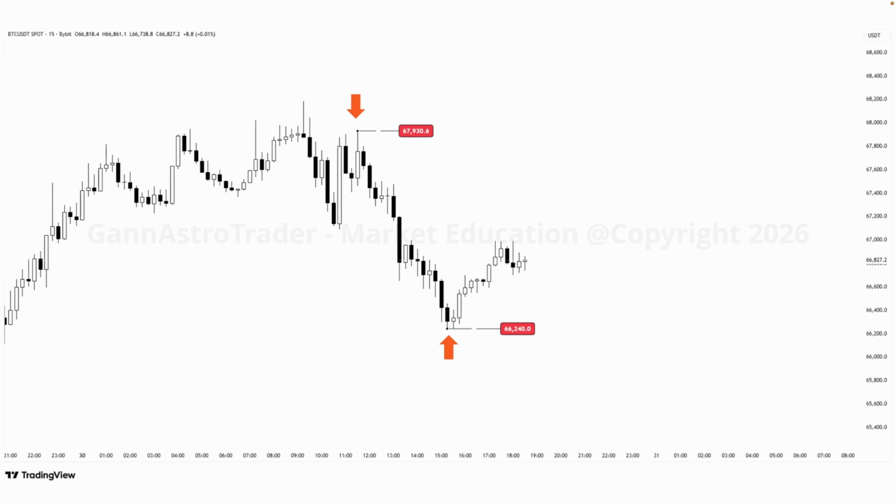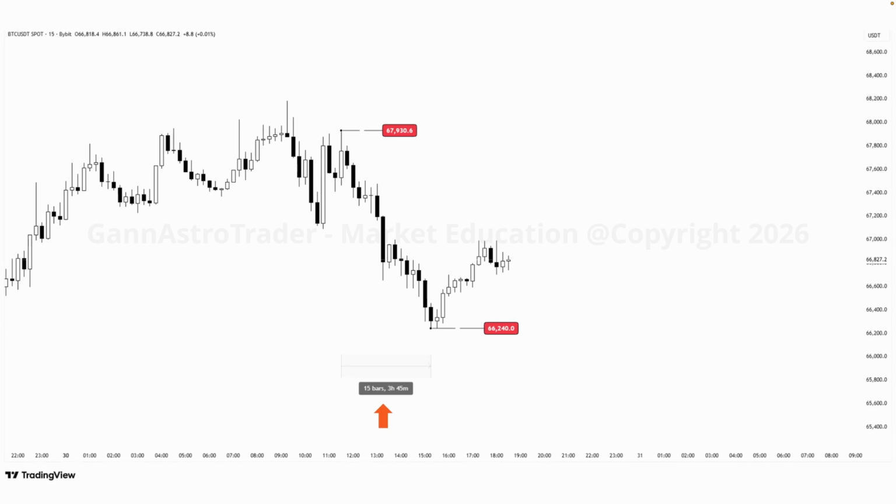In this example of Bitcoin, we begin by identifying a clear movement between the high and the low. This gives us a measurable range, which represents the total price change within a defined period. But instead of treating this as distance alone, we relate it to the time taken for that movement. This movement unfolds over 15 bars. By combining price and time, we move from simple observation into a structured relationship. Now, the movement is no longer just how far price moved, but how quickly that movement occurred.